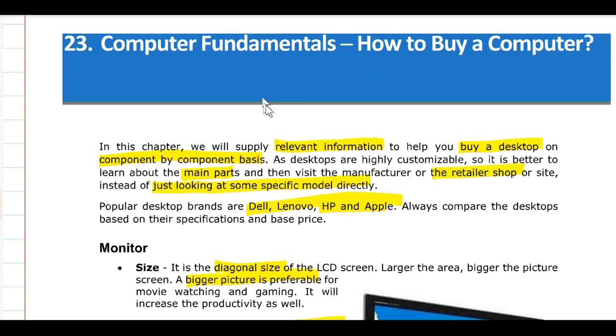A subsection of computer fundamentals is to determine how to generally buy a computer. This is more of a general knowledge of what makes a computer. We are going to go through it quite quickly. So we look at the relevant information that can help you buy a desktop or laptop.